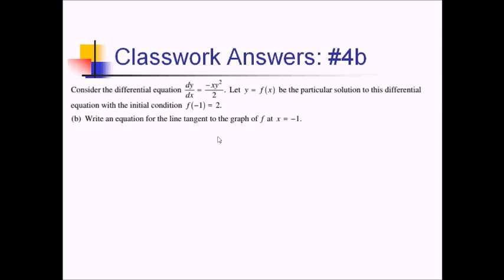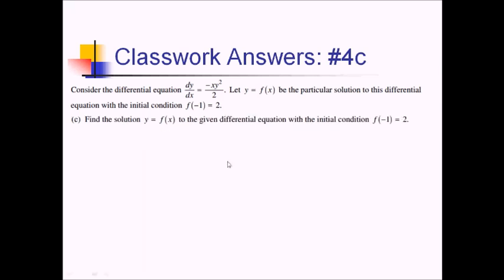So to find my slope, I'm going to plug the point negative 1 comma 2 into my differential equation. That's going to be negative 1 times 2 squared over 2. And we actually calculated this when we were doing our slope field in part A. So this is going to be positive 4 over 2, which is 2. Plugging this into point slope now, I can say y minus 2, the y value, equals my slope of 2 times x plus 1, or x minus negative 1.